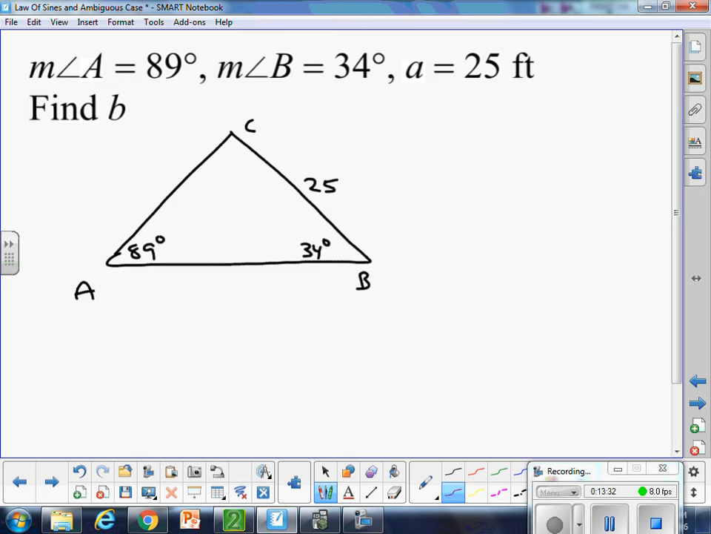We should actually know what the third angle would be, right? If I do 180 minus 89 minus 34, that should get us angle C up there. And in this case, I'm getting, oops, typed it in wrong, 57 degrees. Okay, so 57 degrees up there. We need to find side B. Okay, so I need to find over here. And let's see what we got.